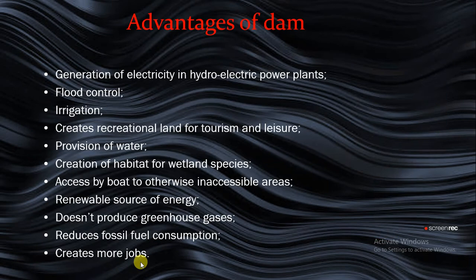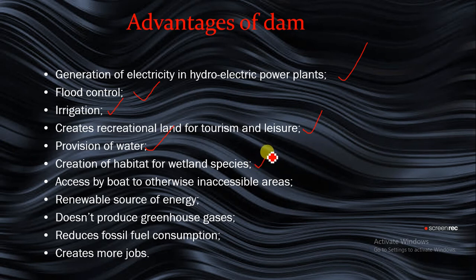Then what are the advantages of dams? We look at the advantages and disadvantages of dams. One of the major advantages of a dam is that it is used to generate electrical power, hydroelectric power. It's also used for flood control. It helps in irrigation to supply water to farmlands. It creates recreational land for tourism and leisure, which will also help to generate money for the local community and possibly for the government. Provision of potable drinking water also to the community.